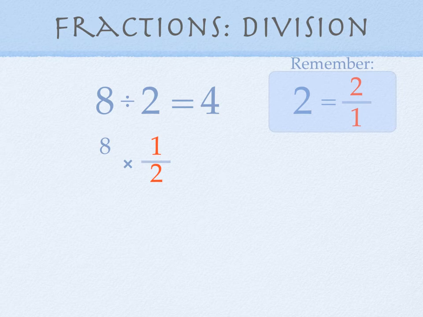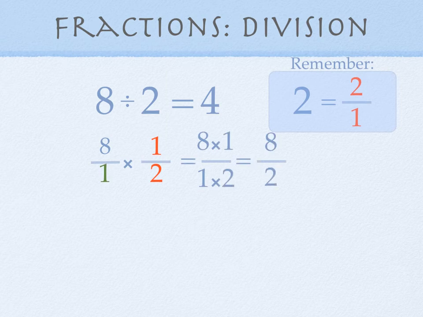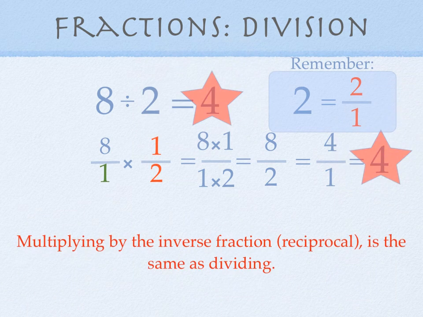8 times 1/2, or 1/2 of 8, is equal to 8 over 1, 8 over 2, or 4 over 1, which is also equal to 4. So we get the same answer if we divide by a number or multiply by the inverse or reciprocal of that number. That is the same thing as dividing. So we can use that.